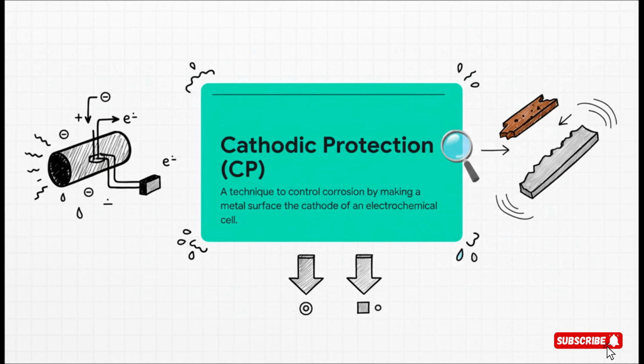Now here's the key. Corrosion, the bad stuff, only happens at the anode. So cathodic protection works by forcing our entire structure, whether it's a pipeline or a storage tank, to become the cathode of this cell. By pumping it full of electrons from somewhere else, we stop it from ever becoming an anode. We're basically overpowering the natural urge to rust.